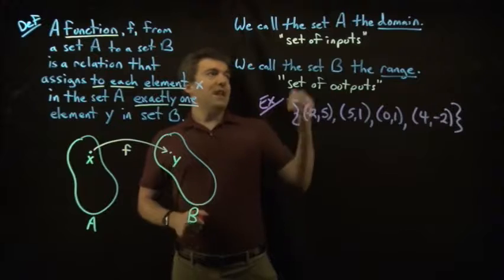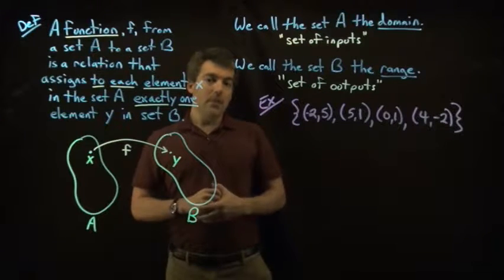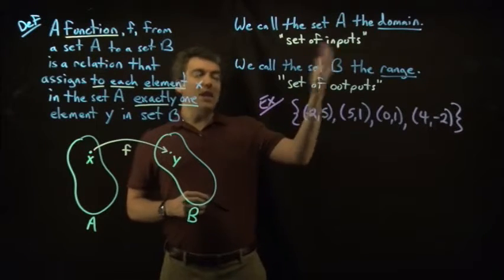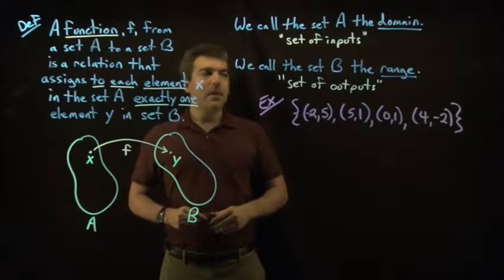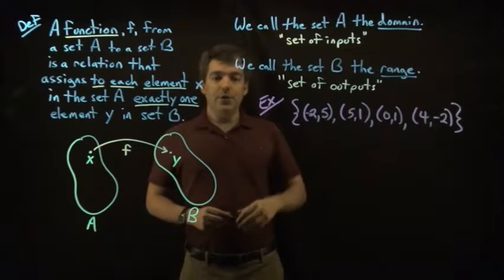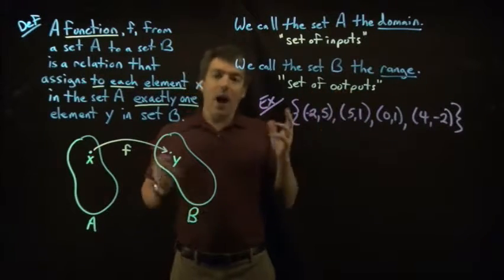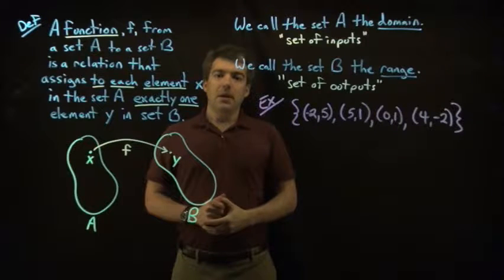We call the set A the domain. And this is typically known as the set of inputs to the function. We call the set B the range. That would be the set of outputs to the function.